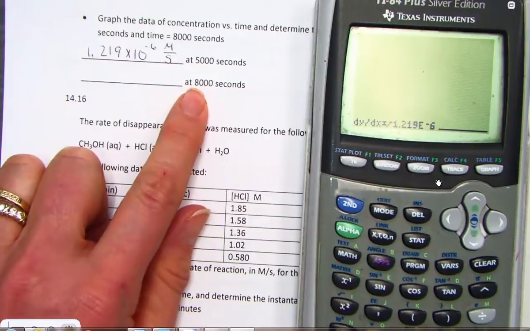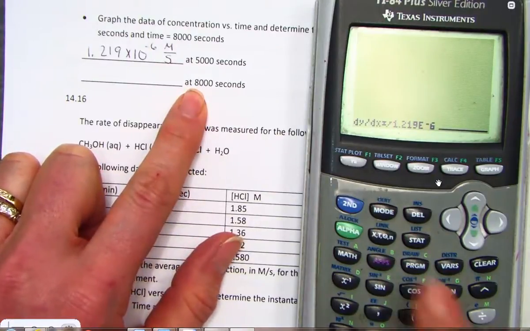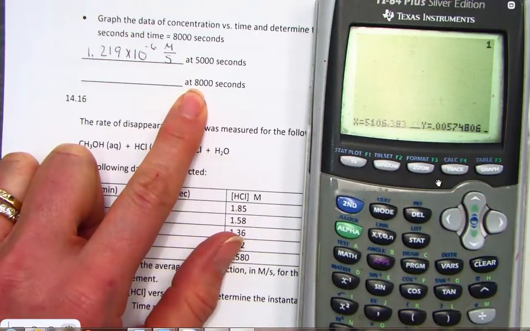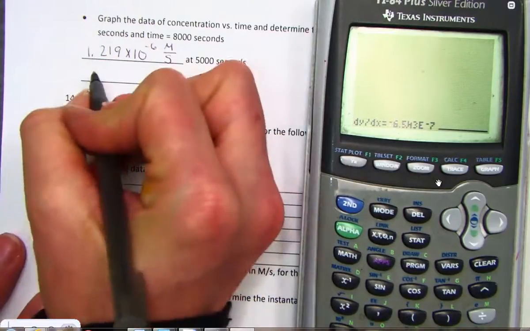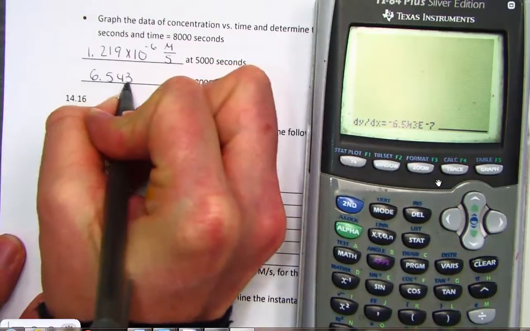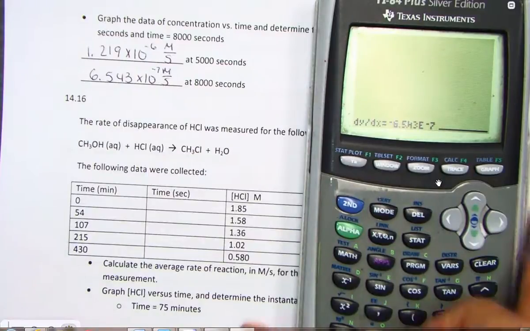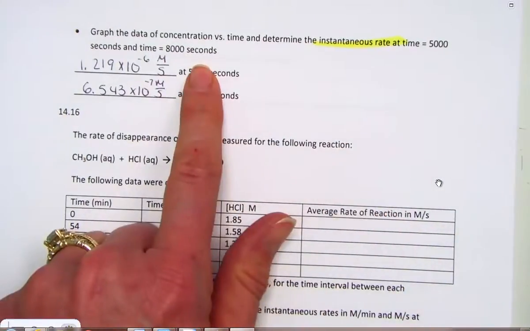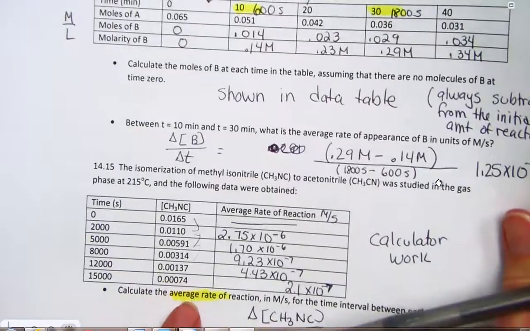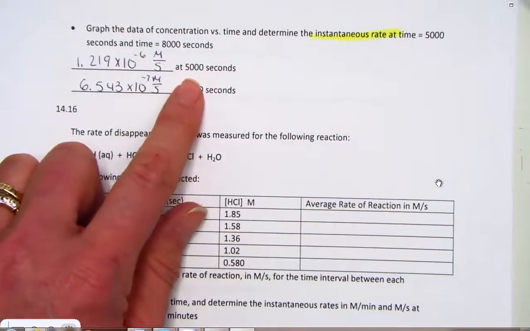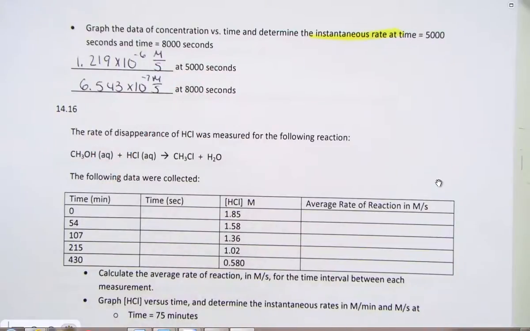And for the second calculation, 8,000 seconds, second function trace, take the derivative, choice 6, and now I'll type in 8,000 seconds, and there's my next answer. 6.543 times 10 to the negative 7th molarity per second. We have found the instantaneous rate at two different time intervals. Given the same list, we're able to calculate average rates by taking the concentration change over the change in time, or we can find a derivative of a curve and calculate an instantaneous rate.